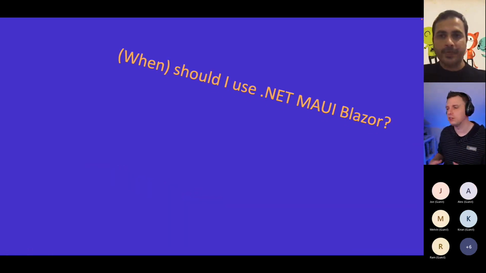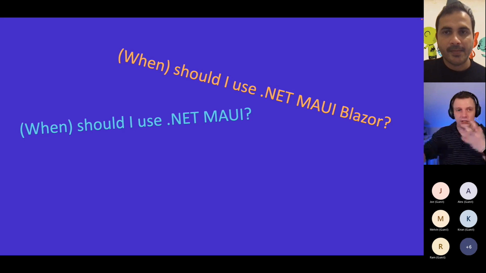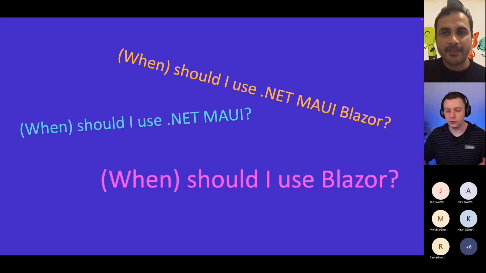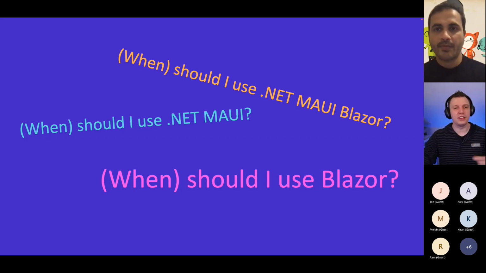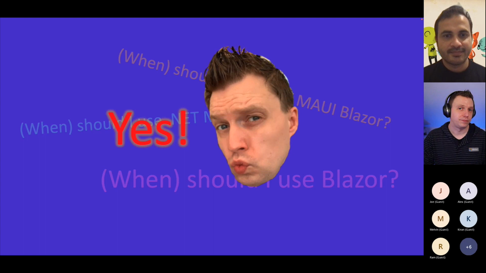So I get a lot of questions like, when or should I use .NET MAUI Blazor at all? Or when should I use .NET MAUI? There's all these scenarios right now. Which is the best one to use? Or should I just use regular Blazor? And there is one simple answer to basically all of this, and that is yes. You should use them all.